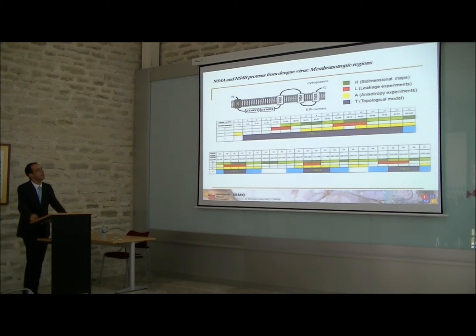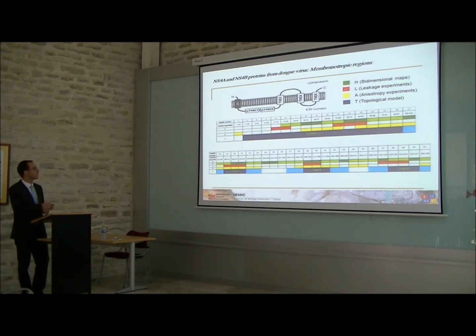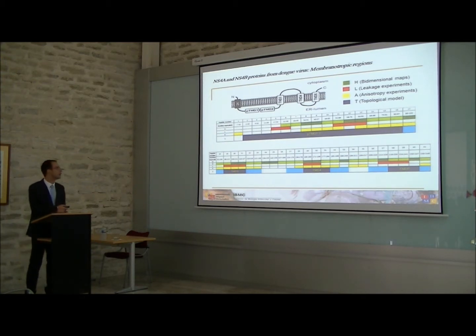and also leakage-inducing regions and anisotropy results. But the ones that match rather well are the transmembrane domains. As you can see here, they are all matching in all experiments. And interestingly, by that bidimensional presentation we could detect a possible protein-protein interacting region. As you can see, it is this region.